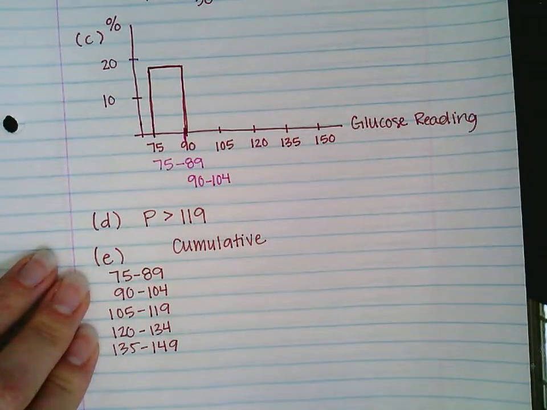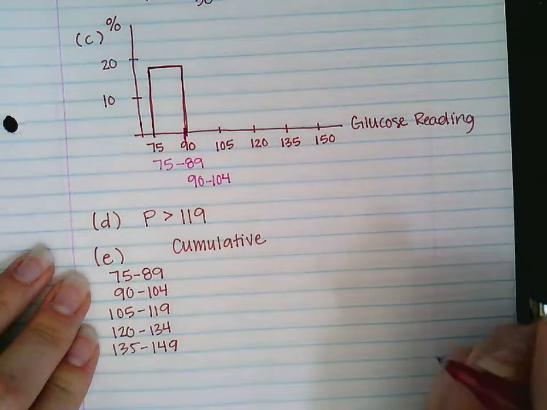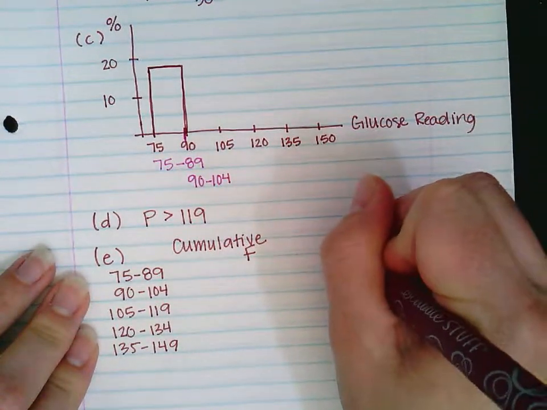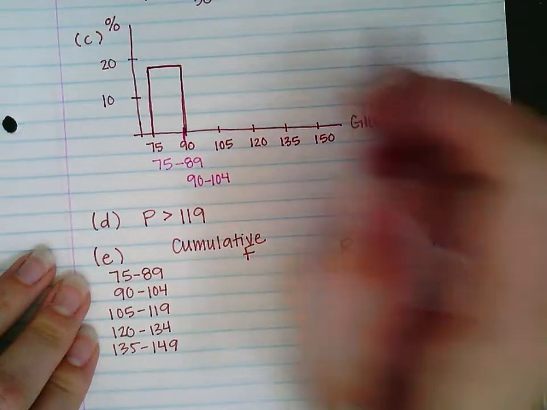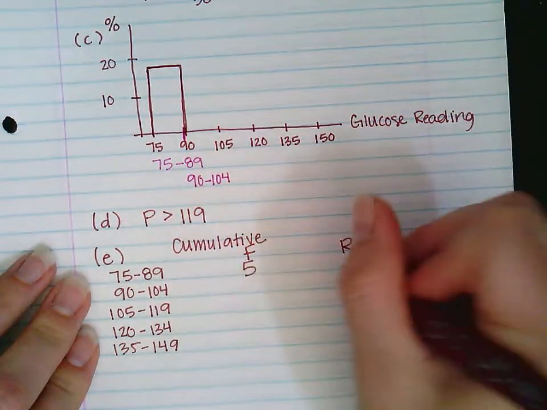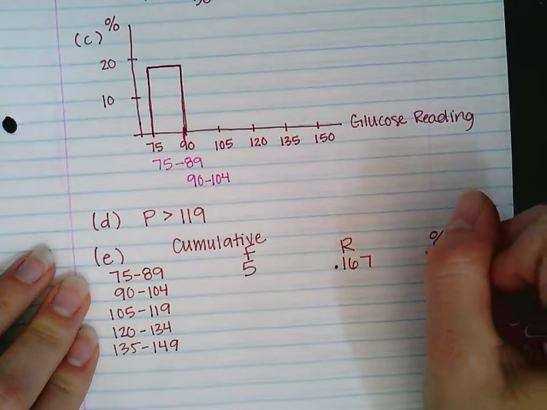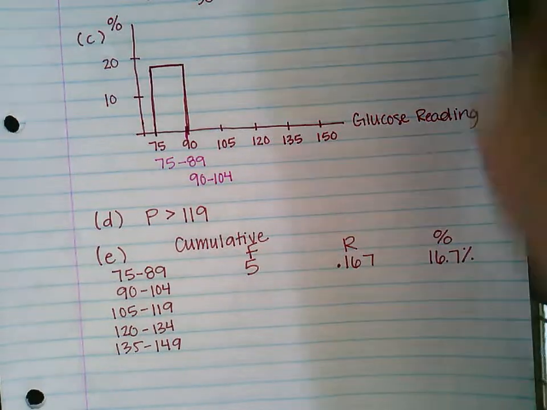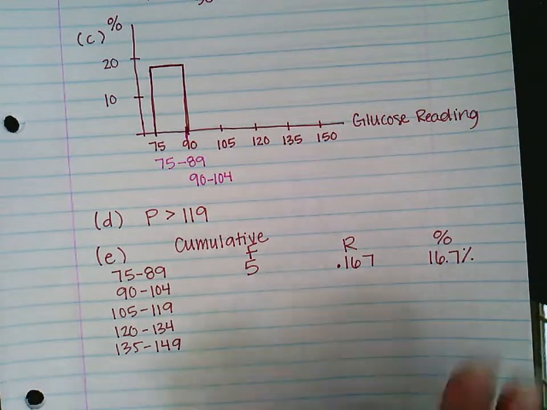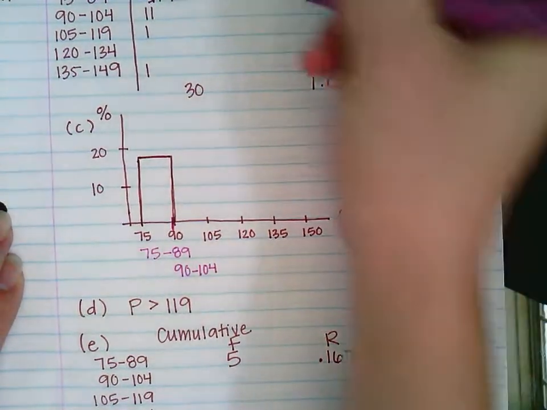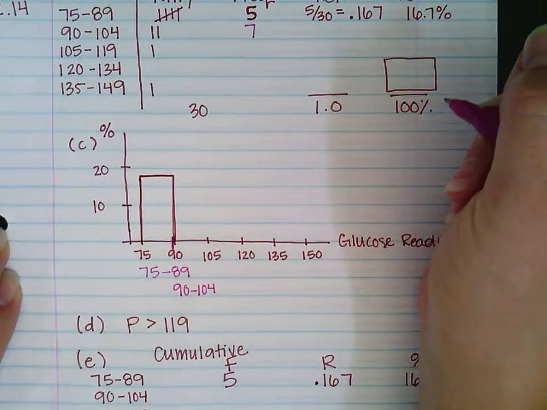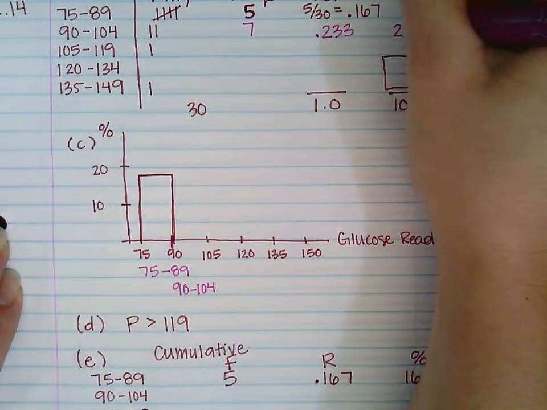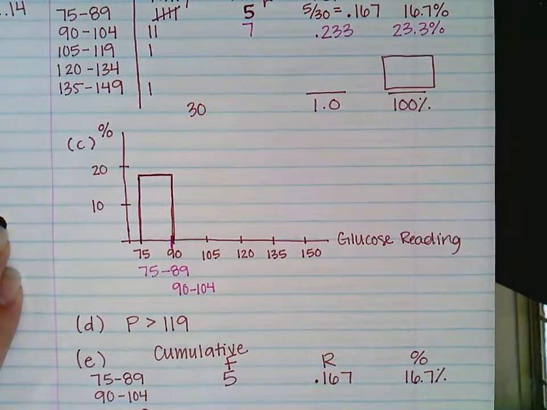Cumulative means we're going to add everything before that. So everything in this first thing, whether it's frequency, relative frequency, or percentage, is going to match the line here. So 5, .167, and then 16.7%. Now, in order to actually do this, I'm going to have to give you guys a little bit more, darn it, in order to explain this a little better. All right, so I'm going to add in here 7, .233, and 23.3%.